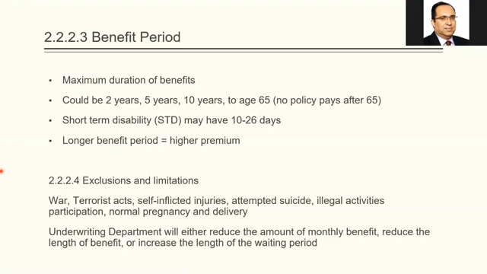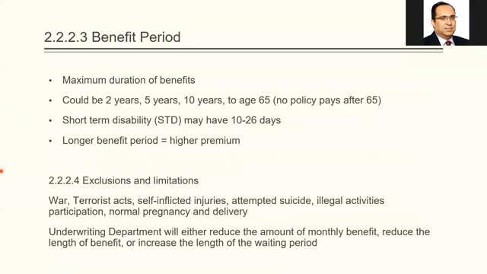And then of course, the client will not be covered if they go and fight a war, or do terrorist activity, or if they get injured by self-infliction, doing something to themselves, attempted suicide, or illegal activities. Normal pregnancy and delivery are not covered. And if the client already has back issues, the underwriting department can say, okay, if you become disabled because of your back, you will get only $3,000 a month. Everything else will be $4,000 a month. So they can do that. That is like a limitation.